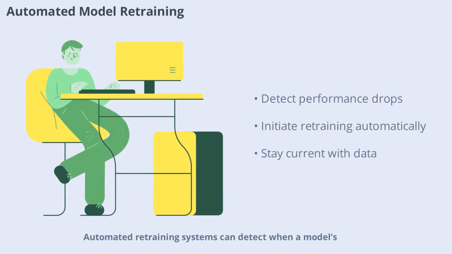Automated retraining systems can detect when a model's performance drops and initiate retraining without manual intervention. This approach ensures that models stay current with evolving data and reduces the risk of prolonged underperformance. Automation also frees up valuable time for your data science team to focus on innovation.